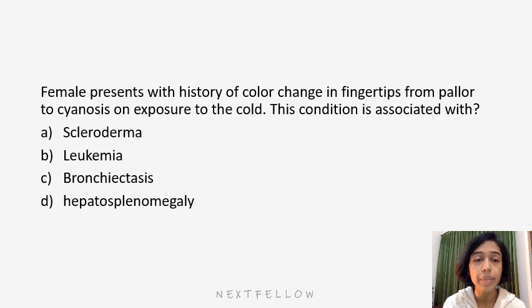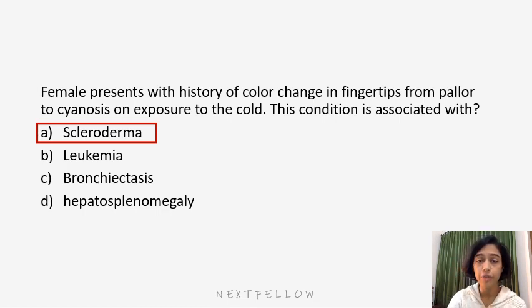A female presents with a history of color change in fingertips from pallor to cyanosis on exposure to the cold. This condition is associated with scleroderma, leukemia, bronchiectasis, or hepatosplenomegaly. So the answer here is scleroderma. What they're describing here is Raynaud's phenomenon, right? Color change in the fingertips on exposure to cold without any ulceration or permanent deformities. Raynaud's phenomenon is one of the major criteria for diagnosis of scleroderma, systemic sclerosis.